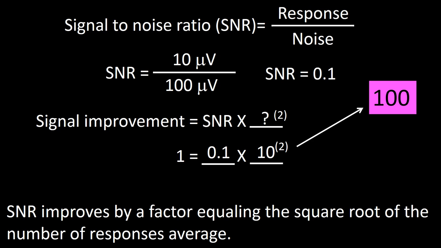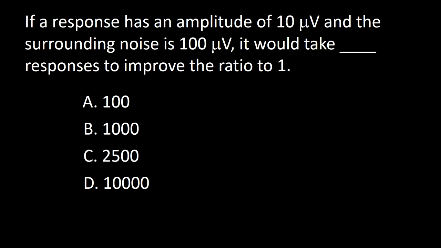In reality, when we do a brain auditory evoked potential, we need many more trials than 100. The number is 1000 to 4000. So remember that the number of trials that we usually need in order to get a fairly clear brain auditory evoked response is from 1000 to 4000 trials. So the answer to this question is A.